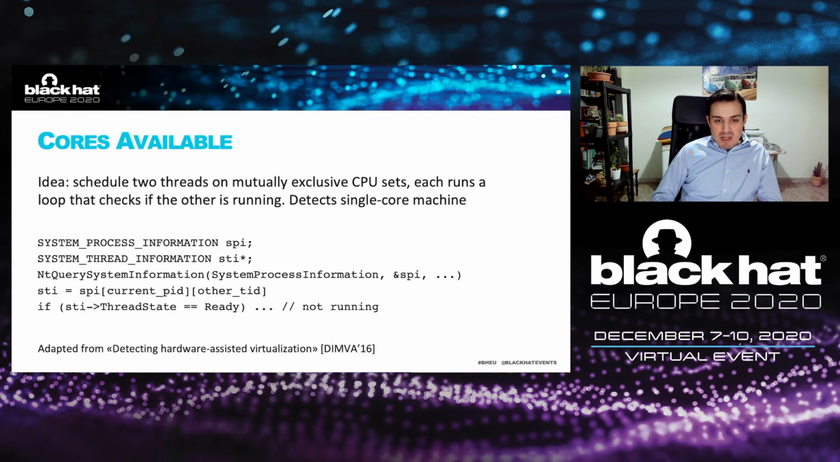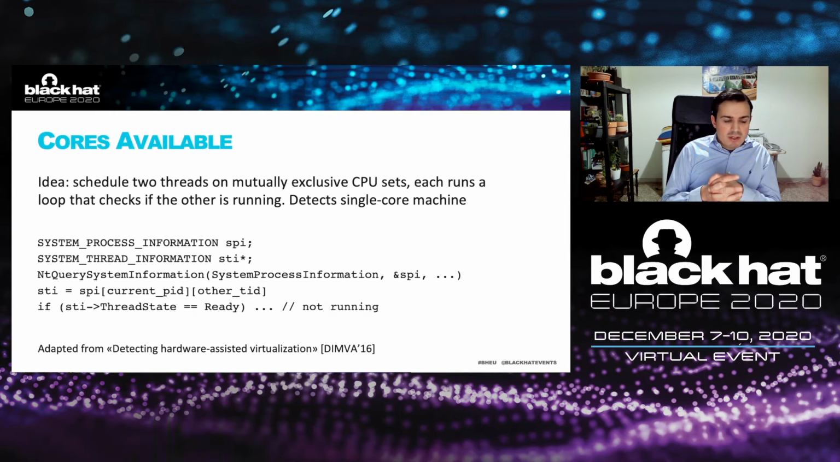Let's see about reliability. So we need a CPU core for running this counter thread. We cannot run the counter thread alongside our detection on the same thread, on the same core. So what can we do? We don't want to trust what the operating system says. I have 8 cores, 4 cores, or 3 cores. This number can be faked. We need to be sure that we're not dealing with a single core machine.